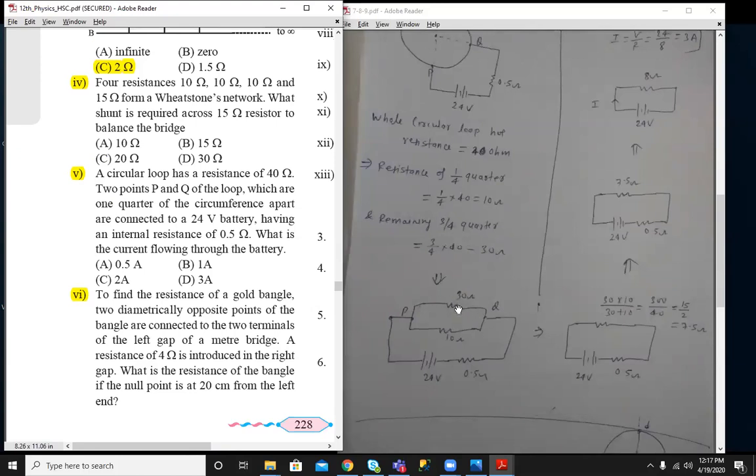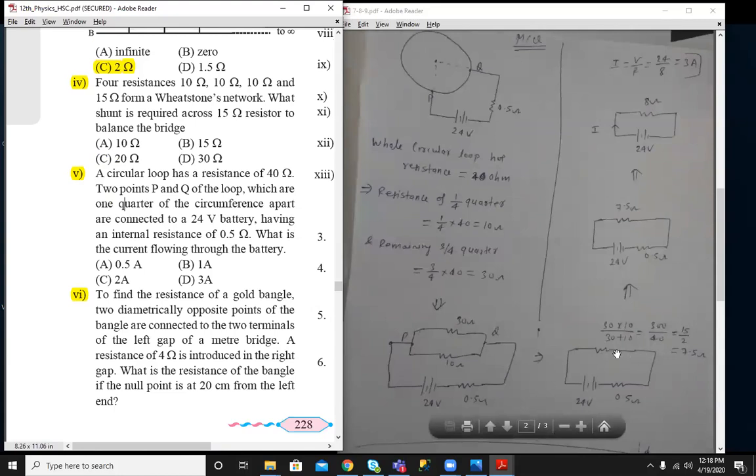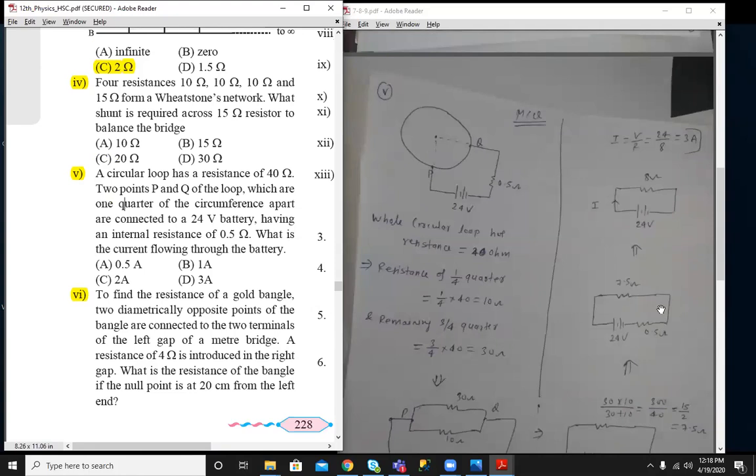Again, for these two resistances in parallel, just solve for the parallel combination. The formula is Rp equal to R1 R2 by R1 plus R2. So find the equivalent of 30 and 10 ohm, which is 7.5 ohm. Then this 7.5 ohm is in series with 0.5 ohm. What will come? 8 ohm. Then by applying Ohm's law, V equal to IR, we get the current in the loop. So what is the answer? 3 ampere.